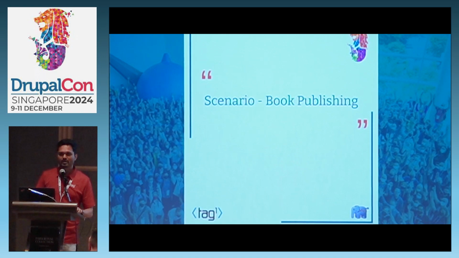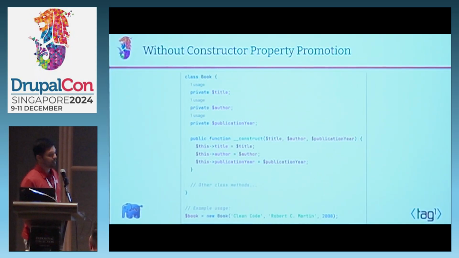A typical representation of this in PHP in terms of object-oriented programming could be like this. A class Book, some private attributes like title, author, publication year, and a constructor to basically initiate it. There might be other class methods, but initiating it would be using the new keyword and then passing the relevant arguments.